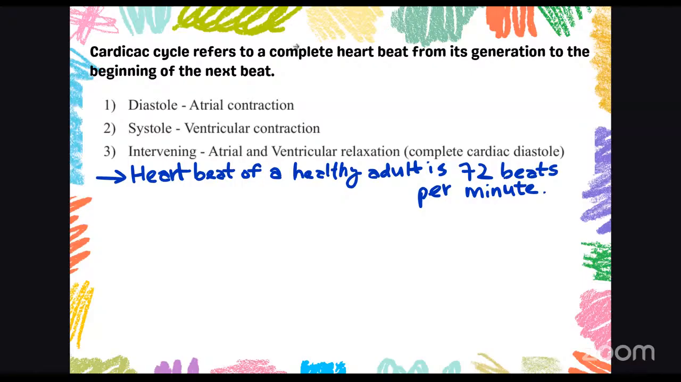A recap. Recap of what? I'm sorry, I didn't read this. Ayatullah Azmi, what recap do you want? If it's about the previous one, I think you can go watch the recording, right? So if it's about the systemic and pulmonary circulation, yeah.